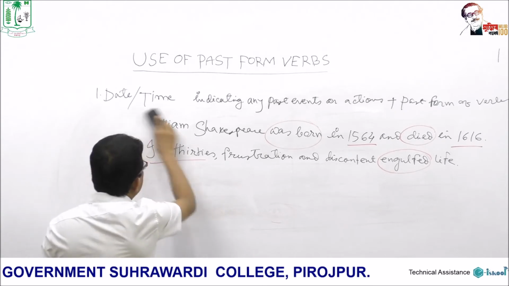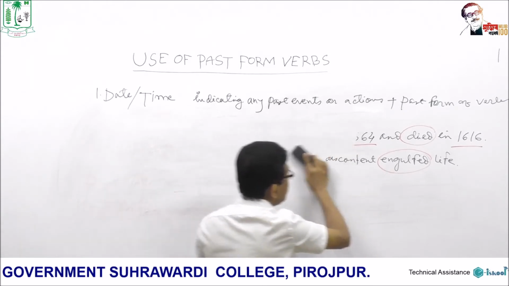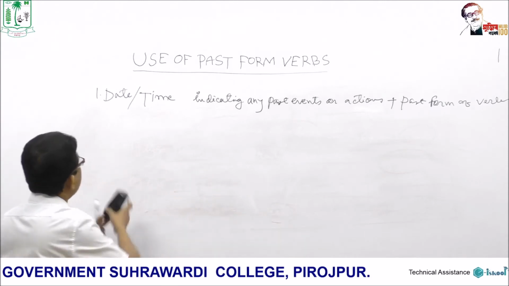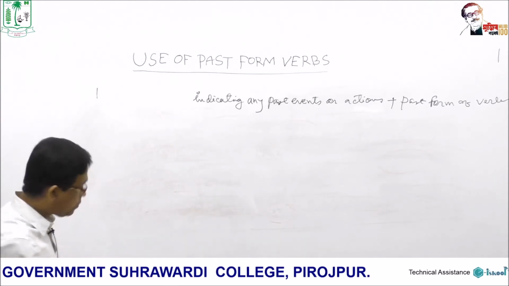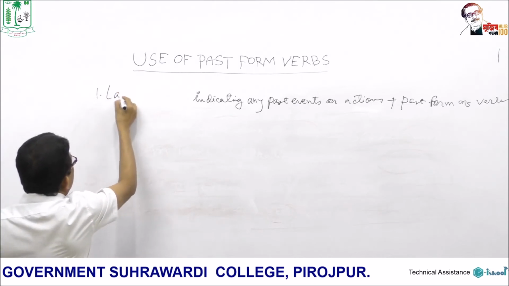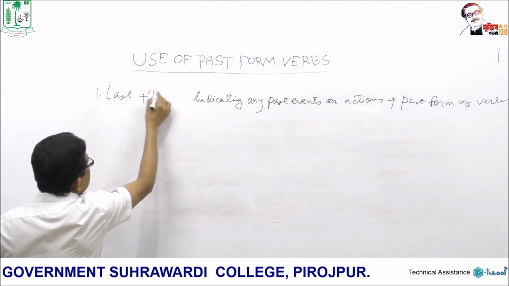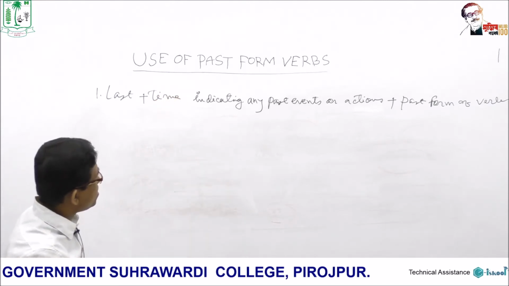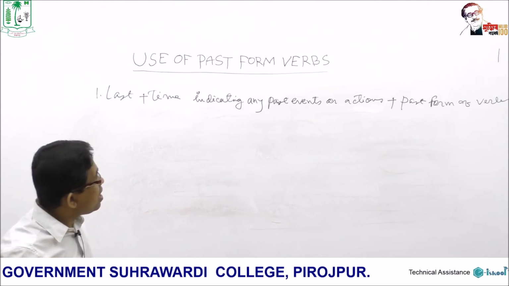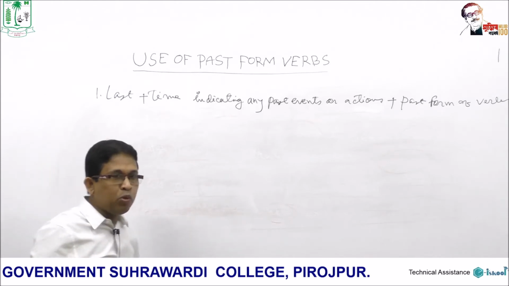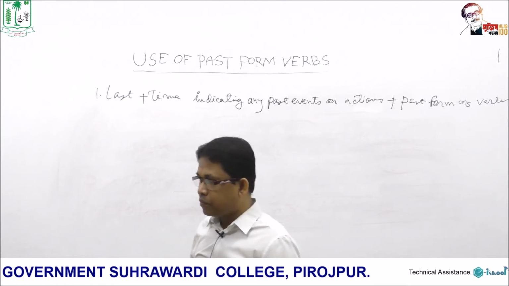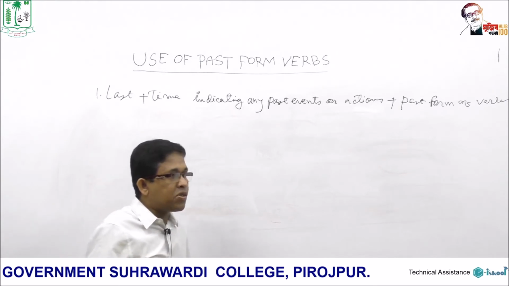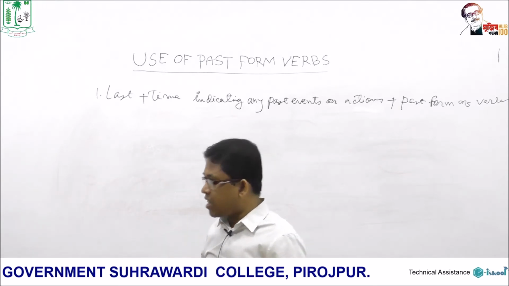And then rule number 3: last plus time, indicating any past events or actions, plus a past form of verbs. That is, if you use "last" before any time, then you have to use the past form of verbs. That is, we say last month, last week.